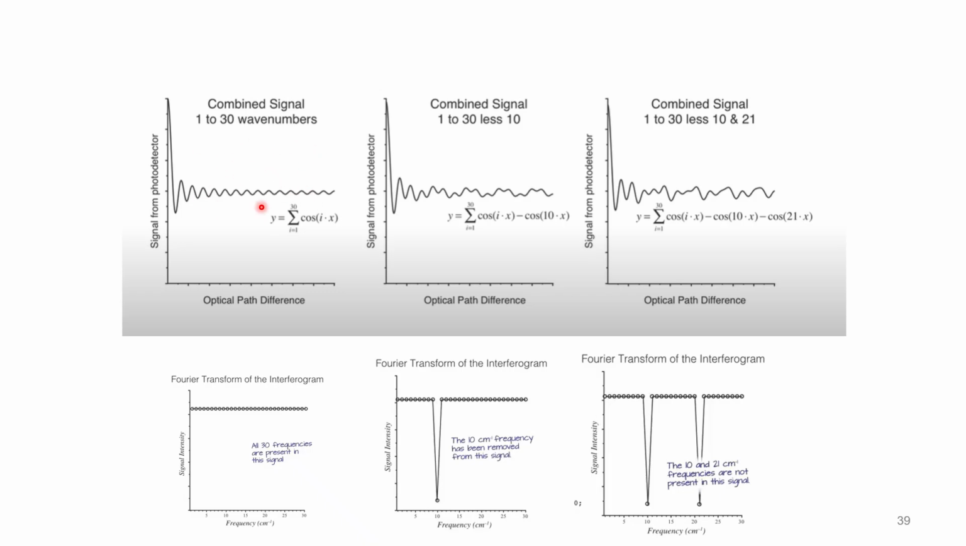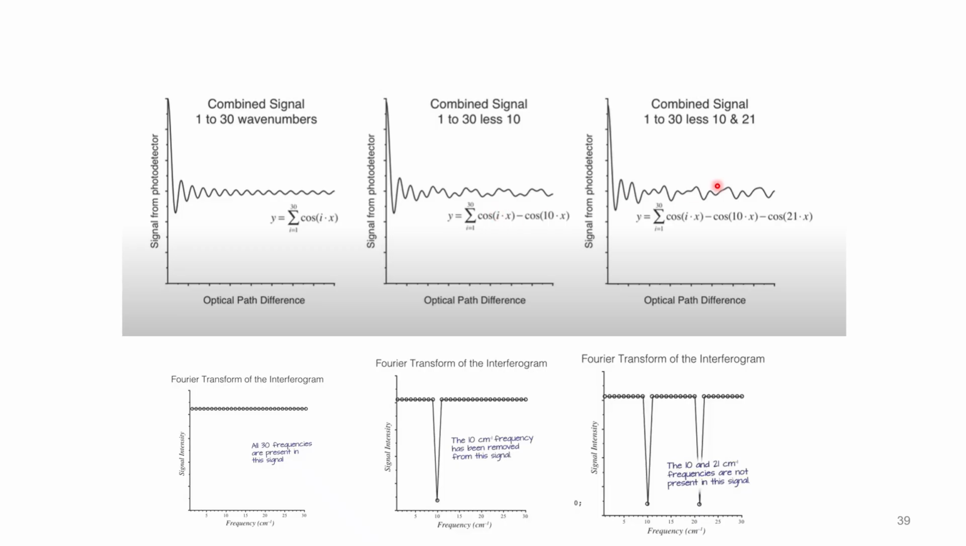And this signal will be directed to a sample in the sample compartment. If the sample absorbs the radiations at 10 wave number, the radiations that are transmitted through the sample to the detector will have a combined signal of 1 to 30 minus 10 wave number. And this signal will be detected by the detector. And this is the appearance of the interferogram that reaches the detector.